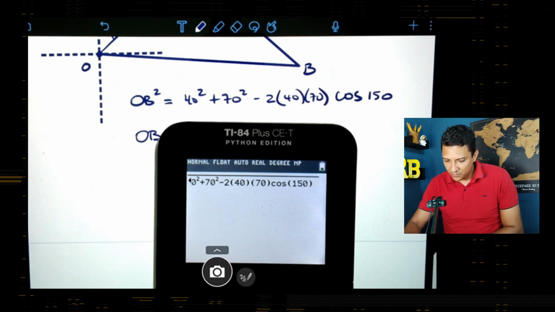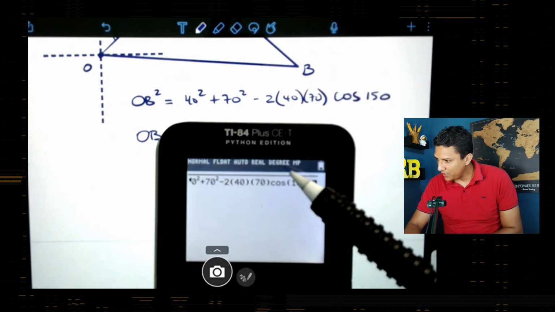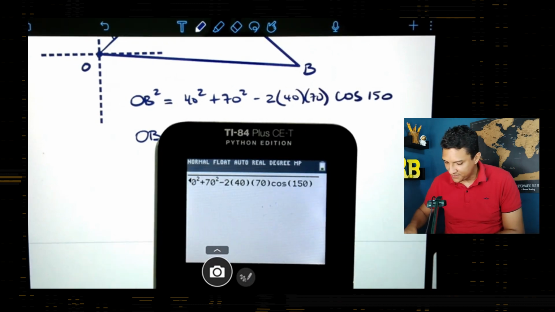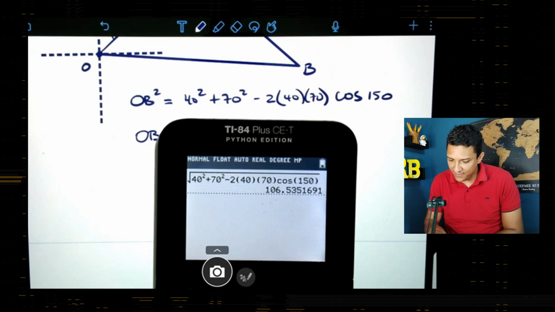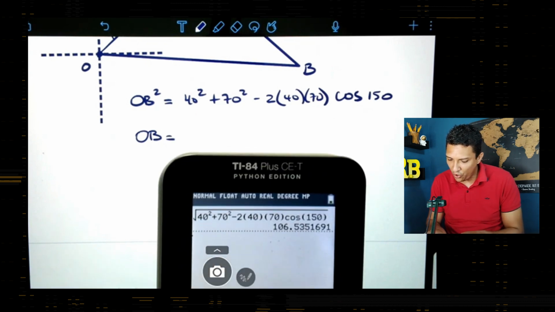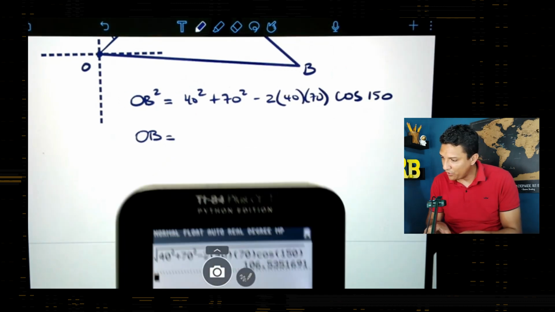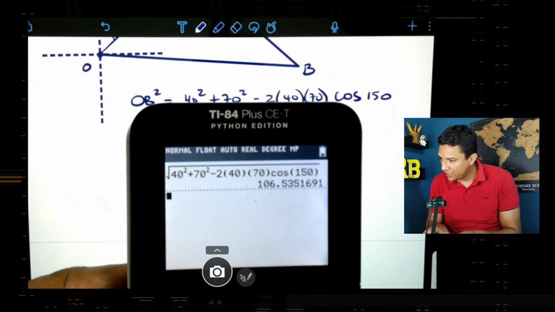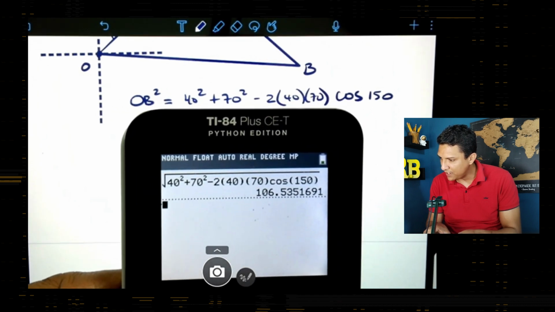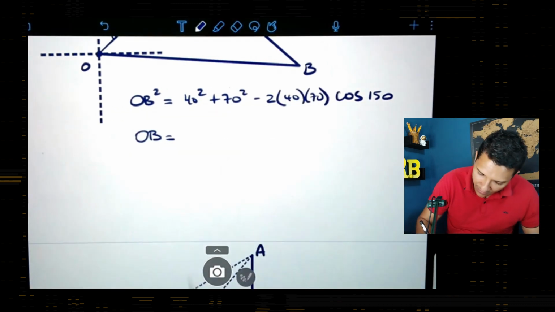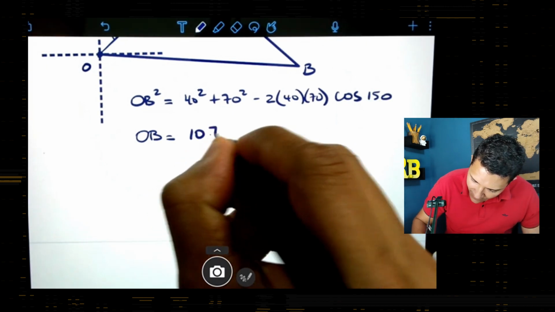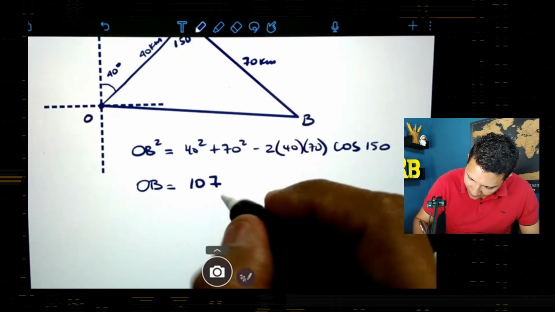Please check that your calculator is in degrees. Mine is. So I just press enter and the measure is 106.53. I'm going to round to 3 significant figures, so that means 107. Okay, so 107, and this is kilometers.